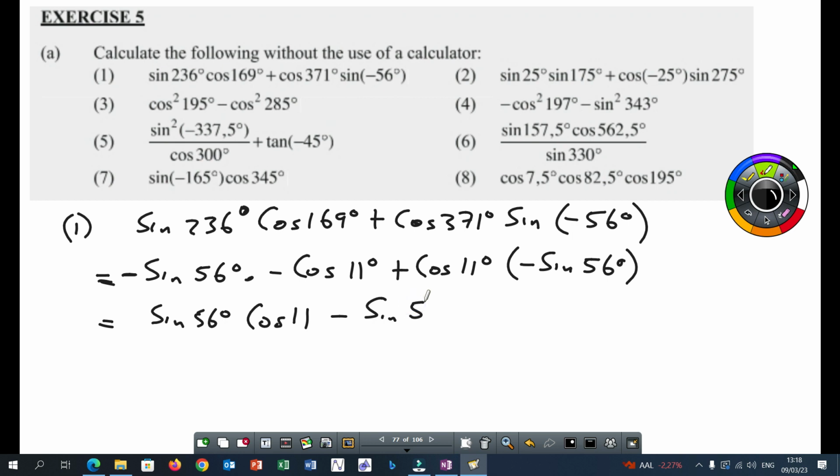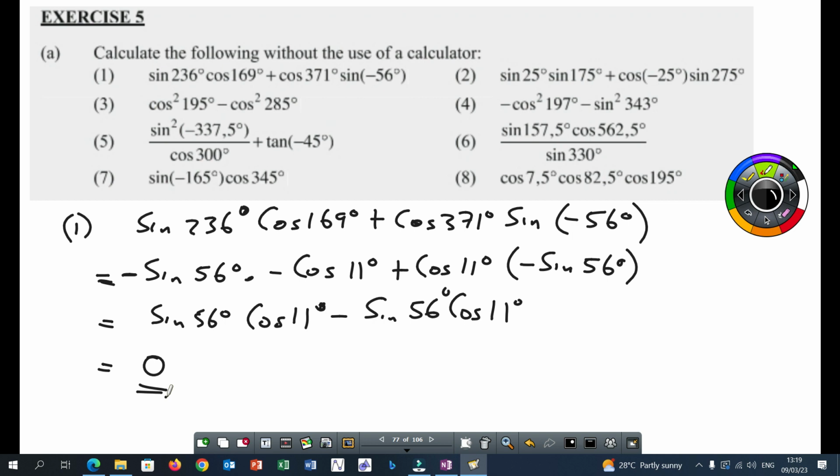So that will be sine 56 times cos 11. Okay? Now, if you look at it here, the angles are the same. Right? We have got sine 56, cos 11, cos 11. Right? So, answer will be what? Get 0. Yes, it's possible. It's also possible to get an answer which is a 0.